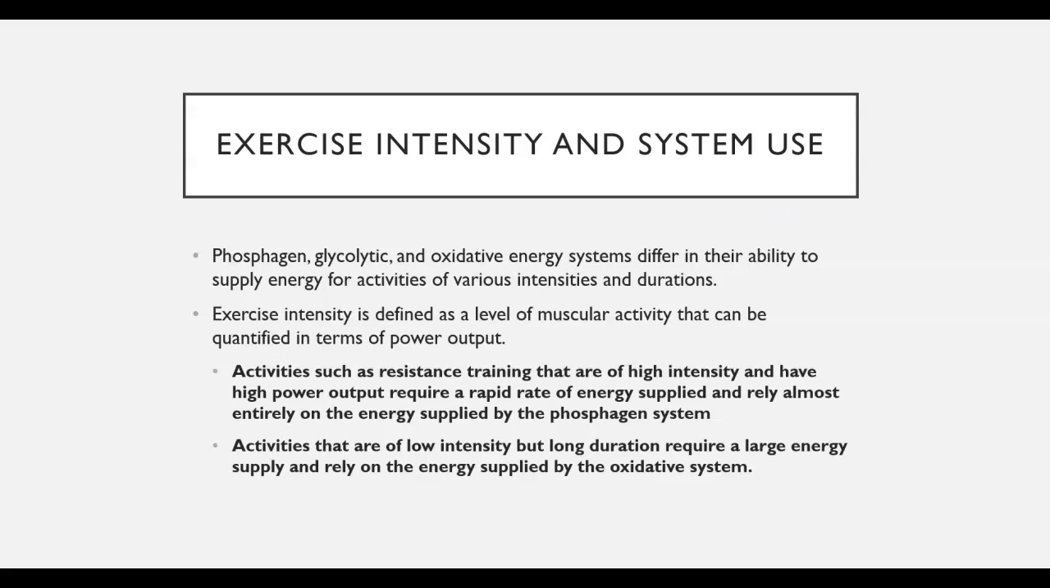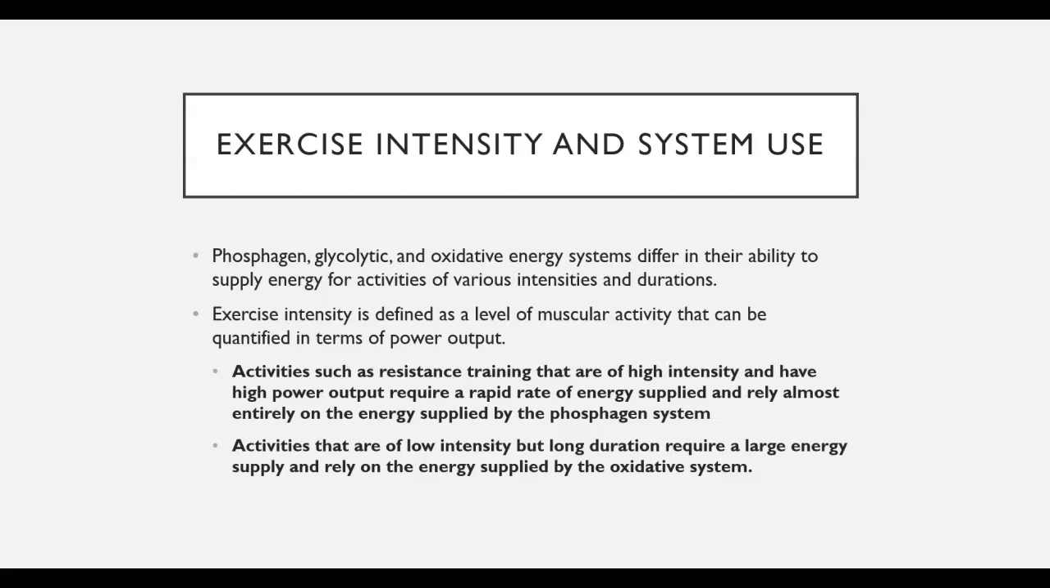So the three energy systems, the phosphagen, the glycolytic, and oxidative energy systems, differ in their ability to supply energy for activity of various intensities and durations. The phosphagen system's great for low duration, high intensity activities. The oxidative system is great for long duration, low intensity activities. Exercise intensity is defined as a level of muscular activity that can be quantified in terms of power output. Activities such as resistance training that are of high intensity and have high power output require a rapid rate of energy supplied and rely almost entirely on the energy supplied by the phosphagen system.